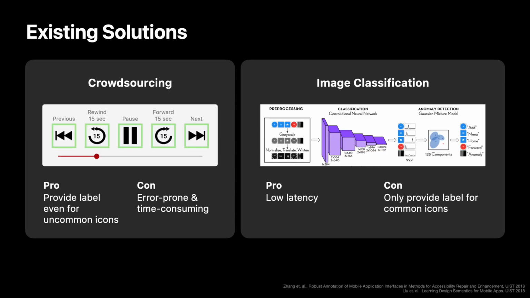There are two common methods to add missing labels for icons. Using crowdsourcing, humans can provide labels even for uncommon icons. However, it is error-prone and time-consuming. Using machine learning, image classification can classify common icons with low latency. However, it may not handle less frequent icon types. Our work also uses machine learning techniques to generate labels for icons. The goal is towards more complete coverage of icons.